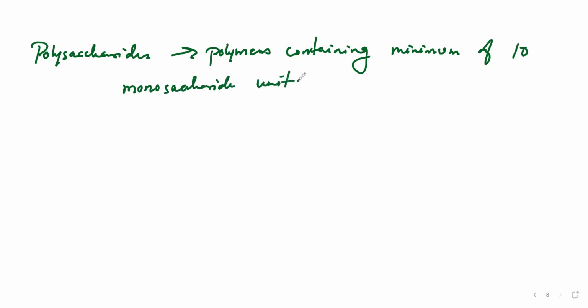Okay, so we already saw the monosaccharide, oligosaccharide, and polysaccharide. Monosaccharide means only a single unit will be present. Oligo means 8 to 10 units of the sugar, and poly means more than 10. So minimum you'll be having what? 10 saccharide units. Okay, so these polysaccharides are divided into two types. The first is the homopolysaccharide. So homopolysaccharide means what?